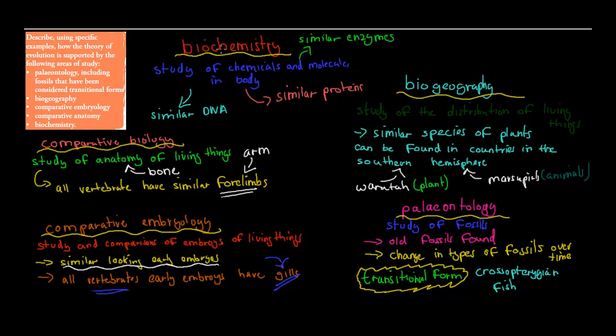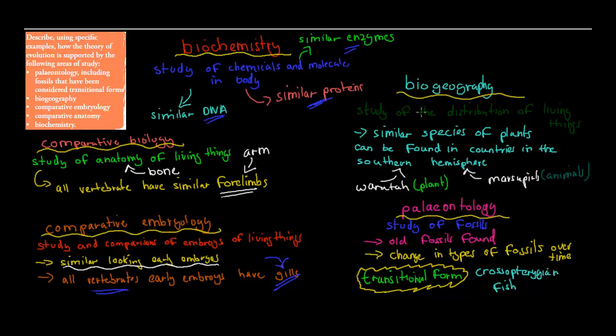We had biochemistry, which was the study of chemicals, molecules, and we looked at DNA and saw that DNA was quite similar for many of our species and animals and plants on Earth itself. We looked at proteins and enzymes and how they also had very similar structures for different animals, again hinting at a shared ancestry.